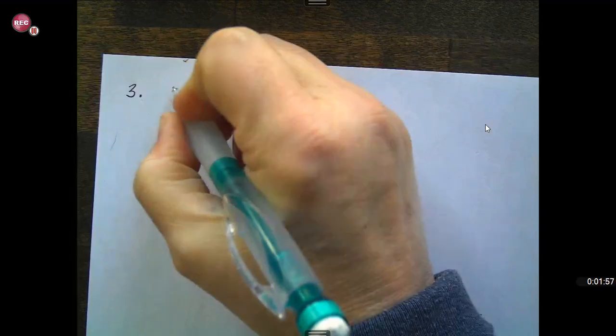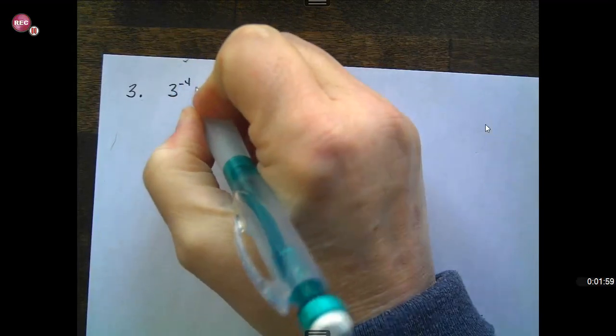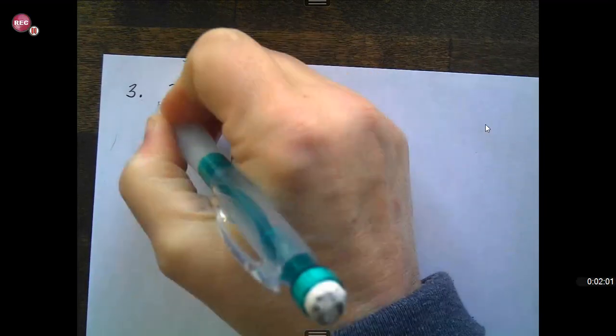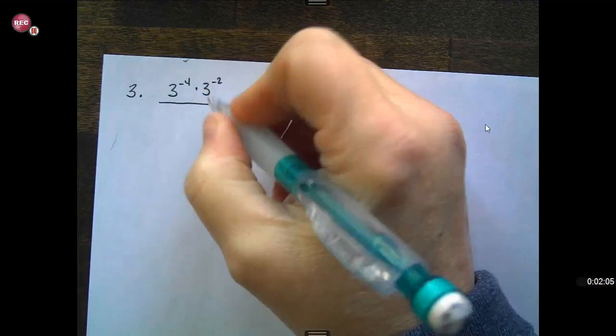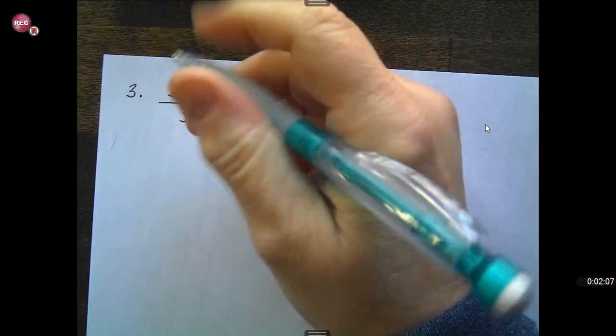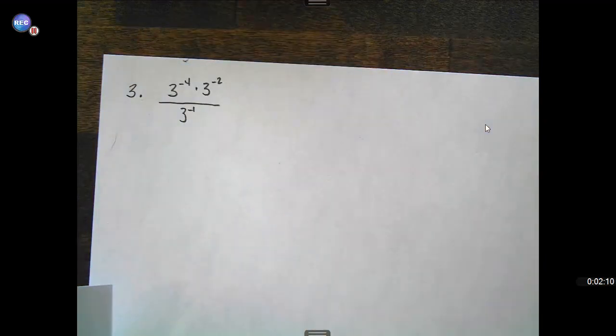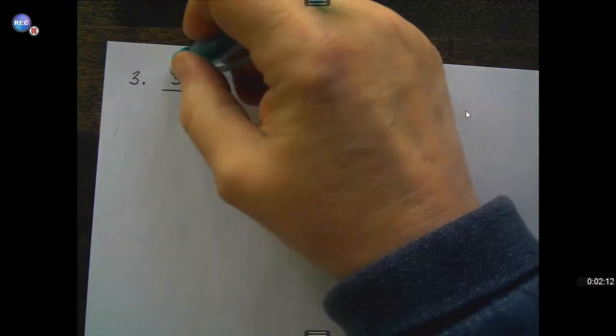We have 3 to the negative 4 times 3 to the negative 2 over 3 to the negative 1. And now that I look at that small print more closely, that's supposed to be 3 to the positive 4. So we'll get rid of that negative on there.